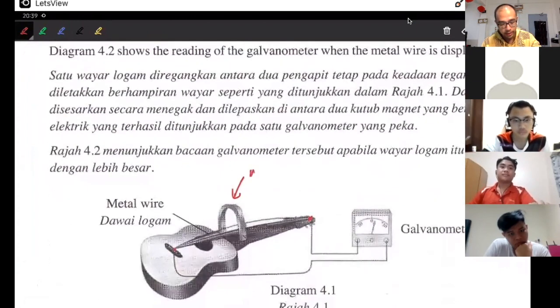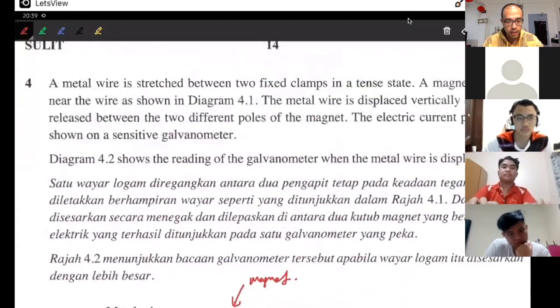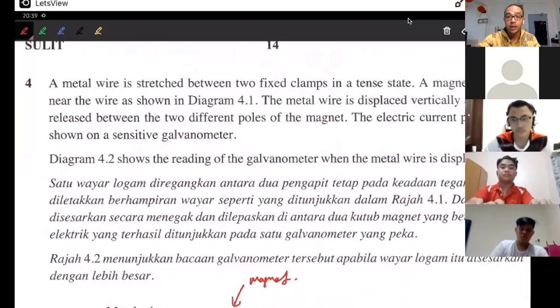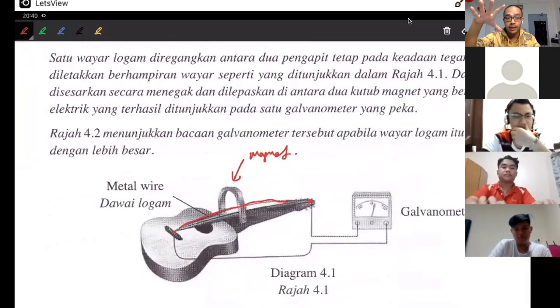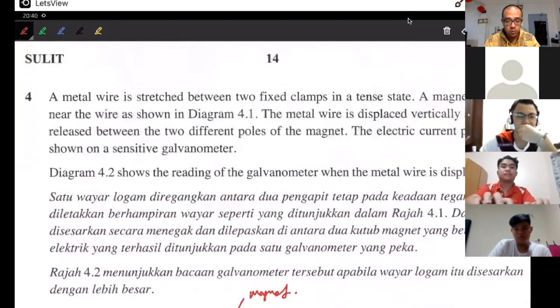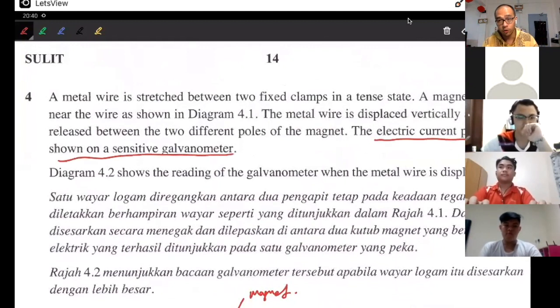So this is the magnet, as shown in diagram 4.1. The metal wire is displaced vertically. It's basically just a guitar, and then you pluck the guitar and release it between the two different poles of the magnet. So you have this wire that is pulled and then released. The electric current produced is shown on a sensitive galvanometer.